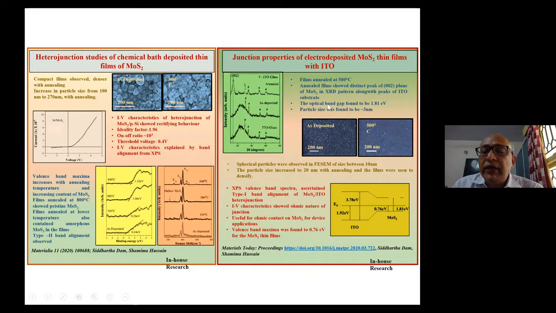ITO. And here you see that with this, the characteristics are changing. And in this case, the valence band maximum is found to be 0.76 eV for the MoS2 thin films. So different kinds of studies are done with this kind of substrates and so on. So this will continue for him, and he will be able to finish the work in 1 year.